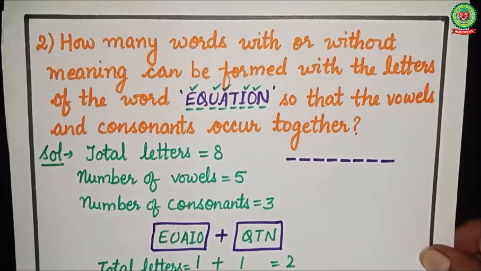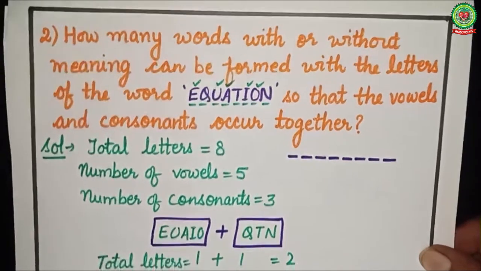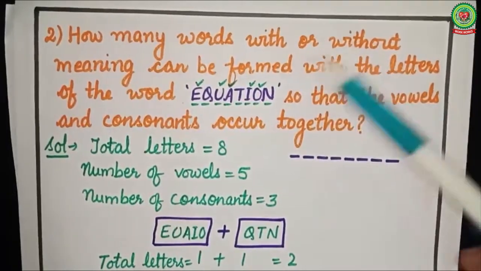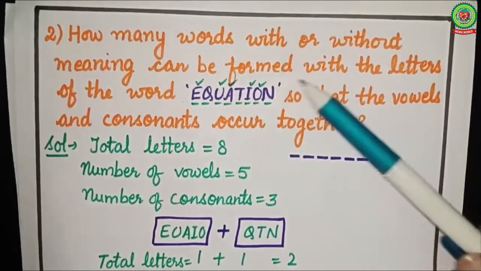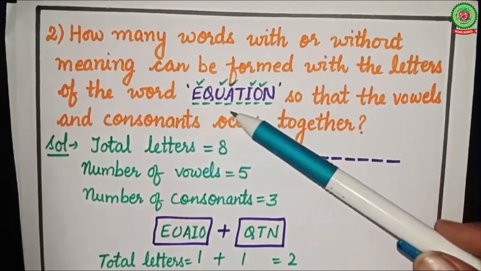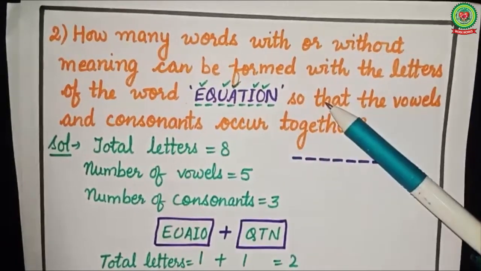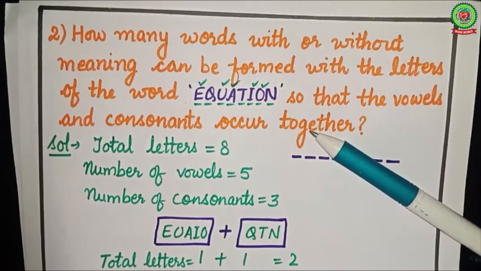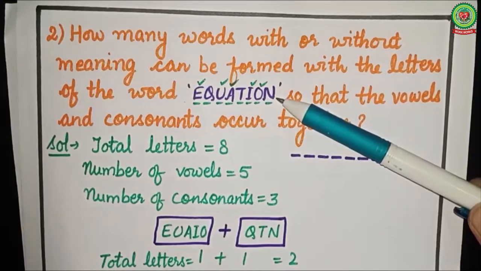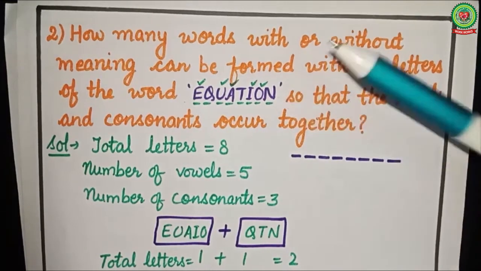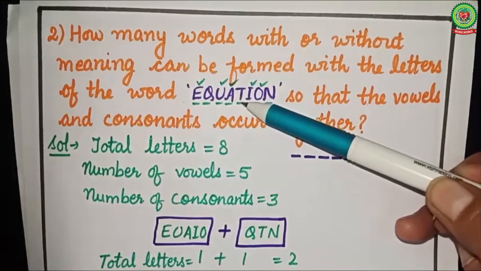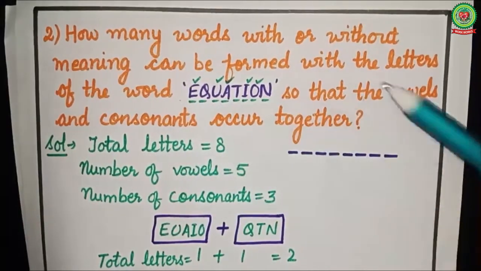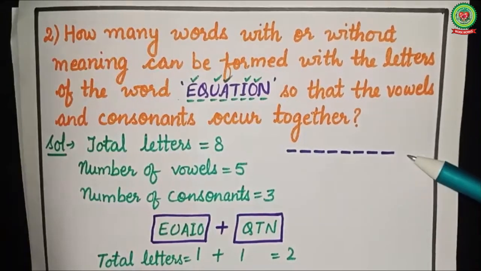This example is related to words. How many words with or without meaning can be formed with the letters of the word EQUATION so that the vowels and the consonants occur together? Now here the word given is EQUATION. Now when you count it, 1, 2, 3, 4, 5, 6, 7, 8. Here the total letters in the word is 8. So we are having 8 spaces here to fill.